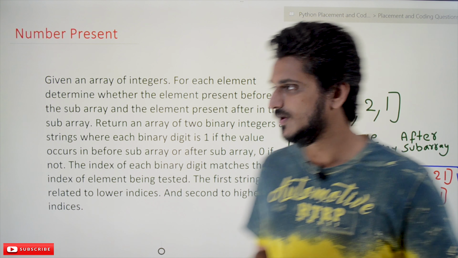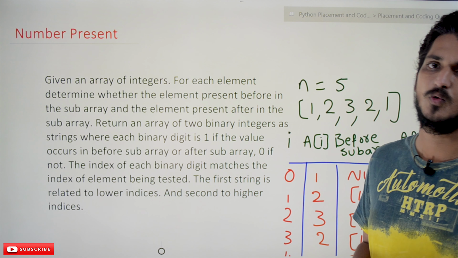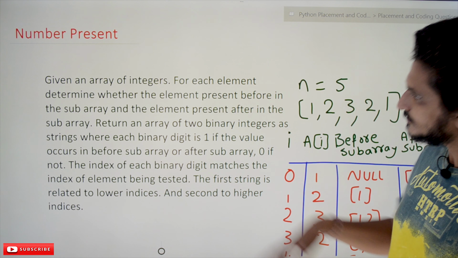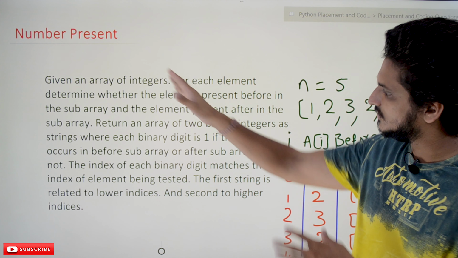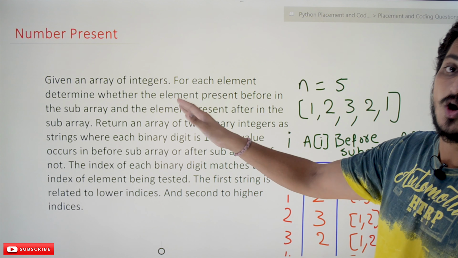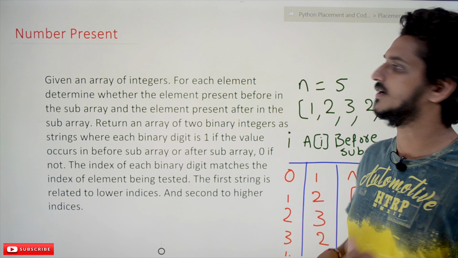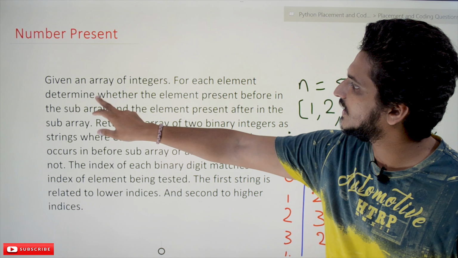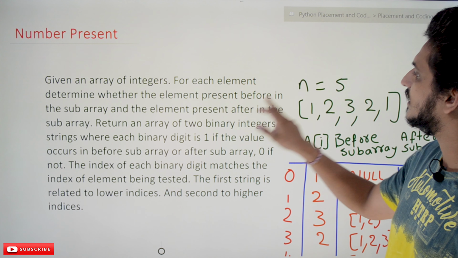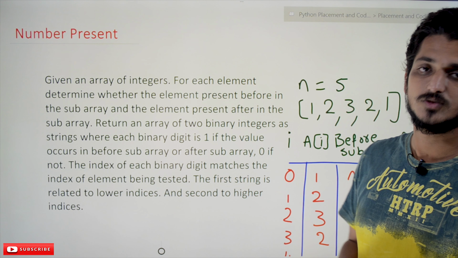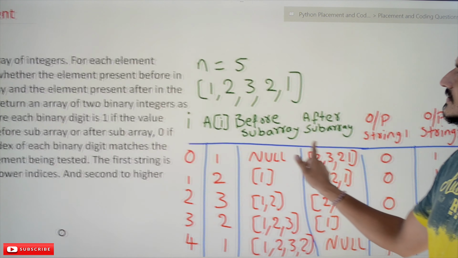Coming to today's example, let's understand the question, then take the question and try to solve it on your own. Then check for the solution. Given an array of integers, we are studying this and explaining it along with an example. For each element, determine whether the element is present before it in the subarray and whether it is present after it in the subarray. That is what they are asking. Let's take the example and understand.